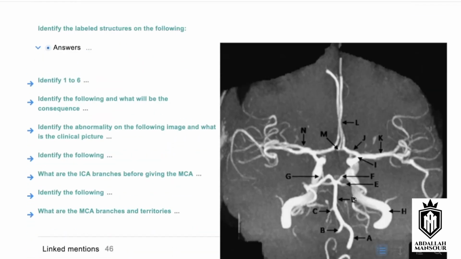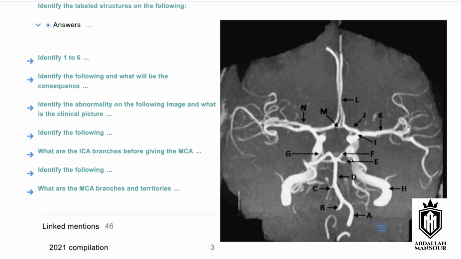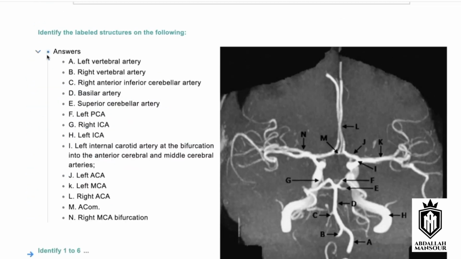All right. So here you want to say F is the posterior cerebral artery, and E is the superior cerebellar artery, right? Okay. And K is the middle cerebral artery. And J is the anterior cerebral artery. And H is the internal carotid artery. Yeah, and of course all of this on the left side. Well done.